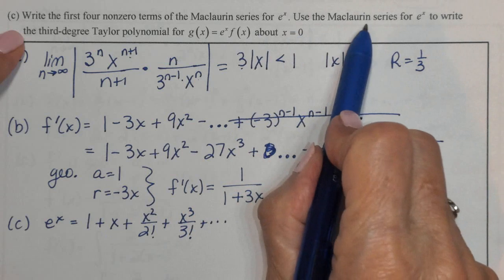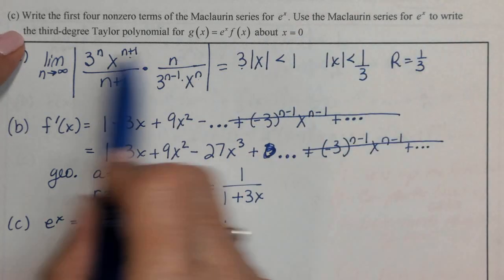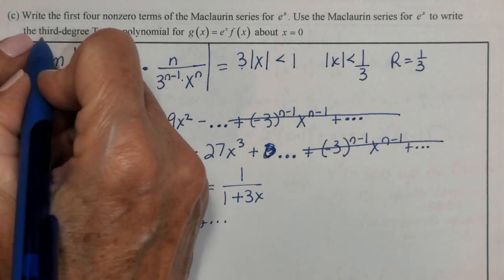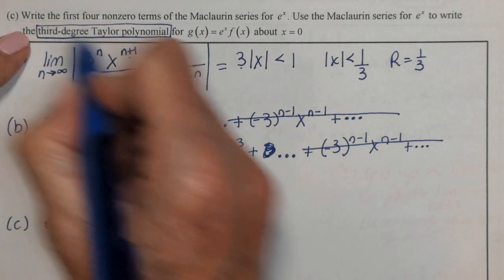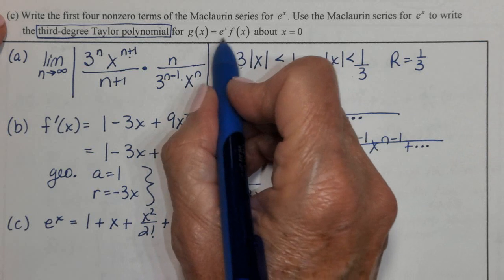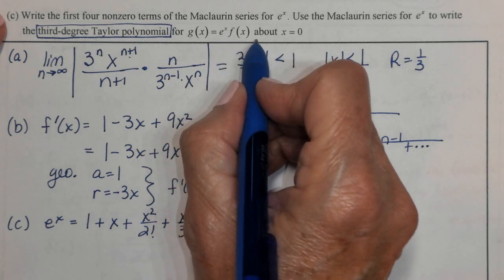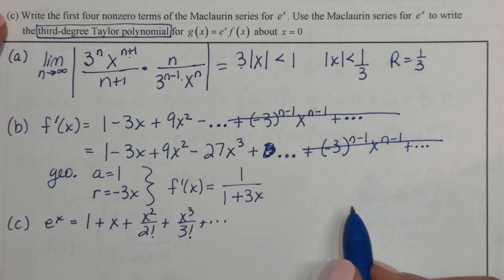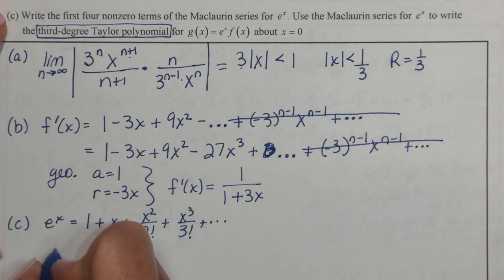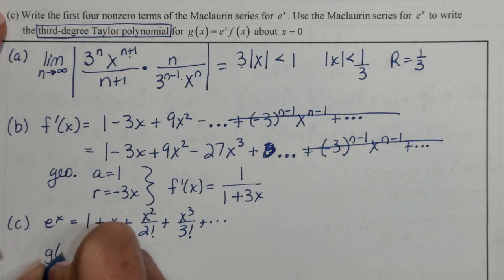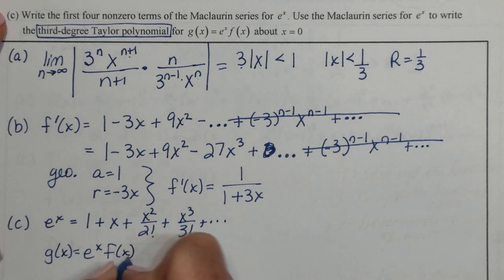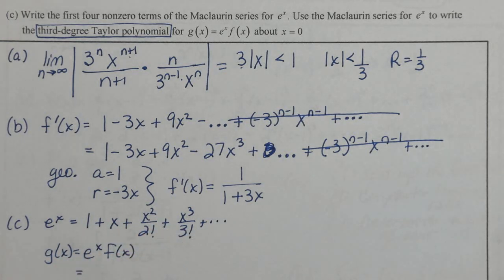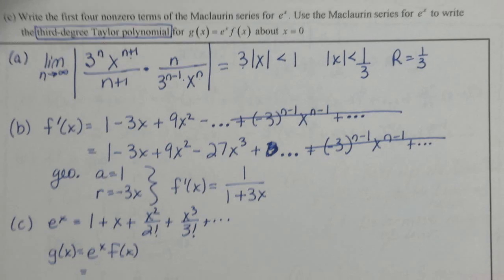Now use the Maclaurin series for e to the x to write the third degree Taylor polynomial for g of x, which is e to the x times f of x, about x equals 0. Okay, so g of x is e to the x times f of x, and I want the third degree Taylor polynomial.